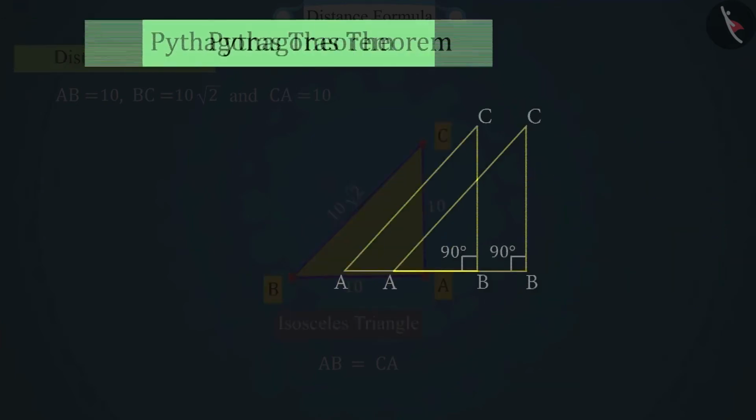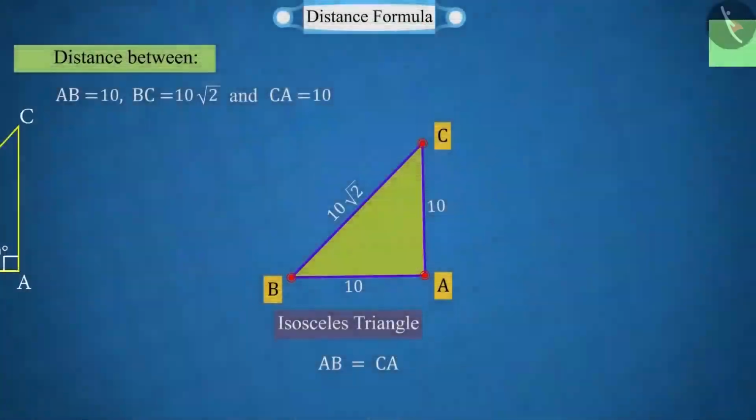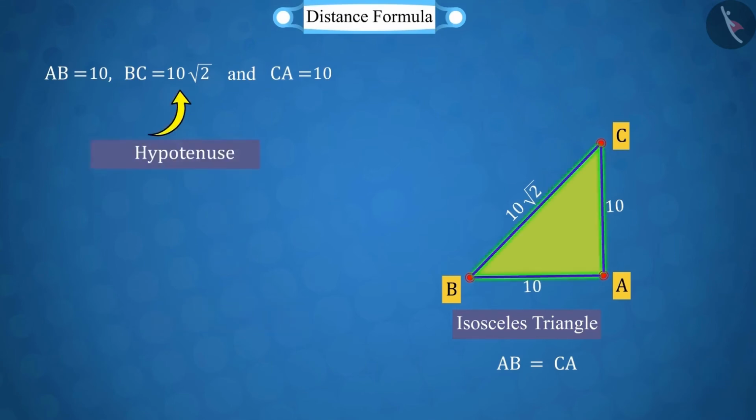Good. For this, we will use the Pythagoras theorem. First of all, can you tell from which of these three sides AB, BC, CA will be the hypotenuse? From the measure of these three sides, we observe that the hypotenuse of this triangle will be BC because the length of BC is the largest.